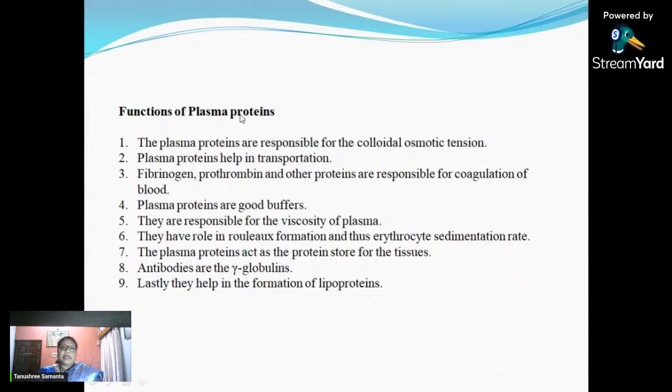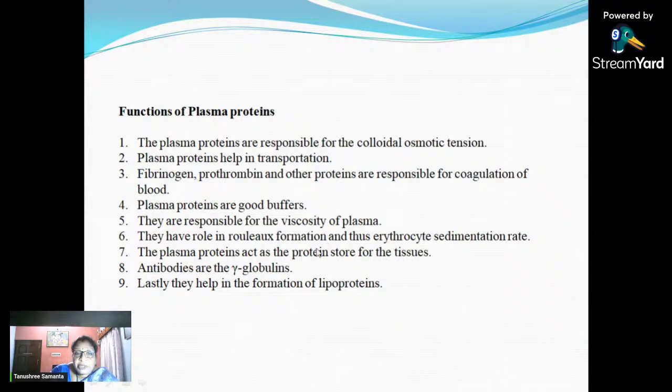The functions of plasma proteins are to maintain the osmotic tension. It helps in transportation. Fibrinogen, prothrombin, and many other such proteins are responsible for the coagulation of blood. It is also a good buffer. It helps in maintenance of the viscosity of the plasma.